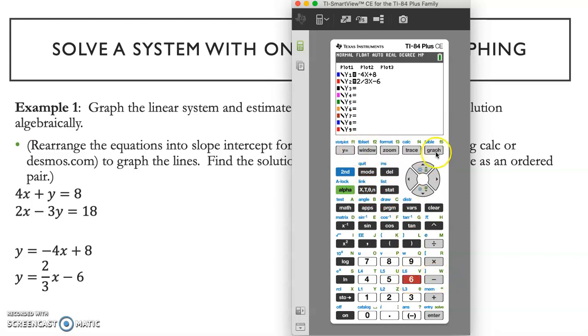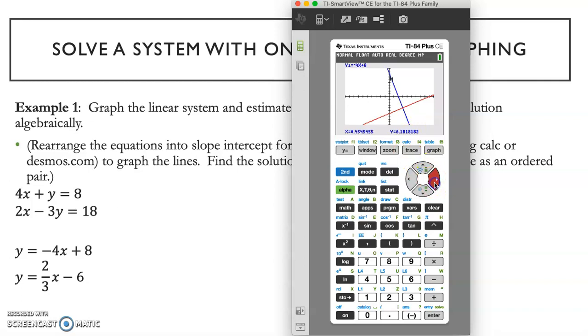Now, up here in the right, press graph. If you don't see a nice graph like on my screen, press zoom and then 6. And that should reset your graph space. Notice that we have a point that's crossing at 3, negative 4, or we have a point of intersection. You can use this trace feature and you can arrow down and see if you can get it to land on 3 and see if we have the point 3, negative 4.